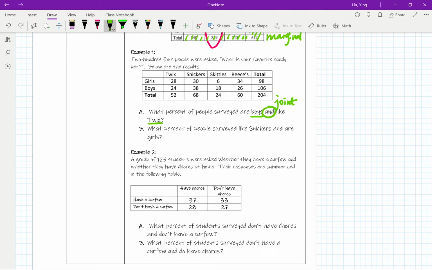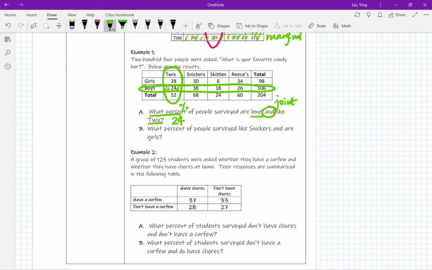So let's find the row that says boys, and we're going to find the column that says Twix. We're going to find out where they join. So 24 is the number where they join. Although I can't just answer the question by saying, okay, 24 people, because that's not what the question is asking. It's asking for a percent.